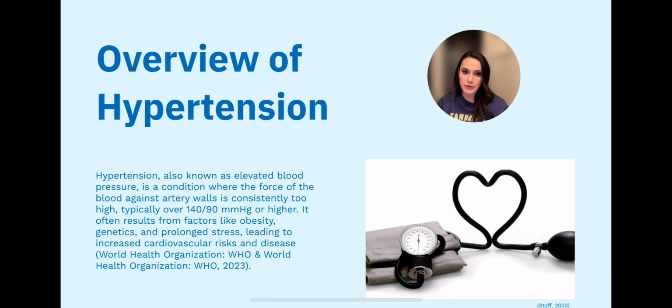So elevated blood pressure, also known as hypertension, is a condition where the force of blood against your artery walls is consistently too high. And this is typical in blood pressure that's 140 over 90 or higher. It can often result from factors like obesity, genetics, and prolonged stress, leading to cardiovascular risks.